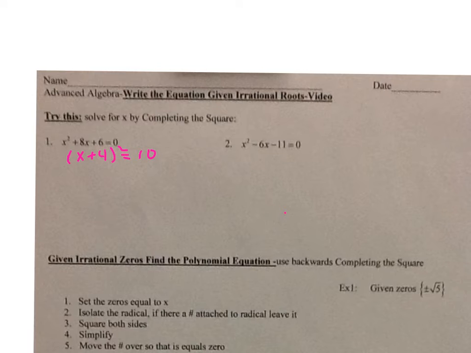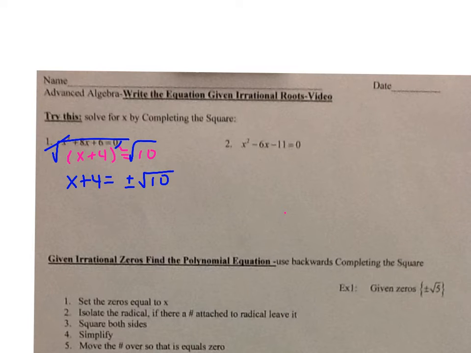All right, so now how do we get rid of the square? Well, to get rid of the square, we square root both sides. So the square and square root cancel each other out. So now I'm left with x plus 4 equals. Now, when we take the square root, don't forget we need plus minus. So it's plus minus the square root of 10.